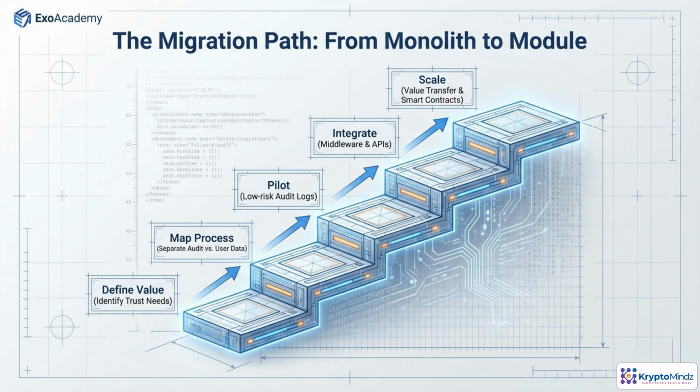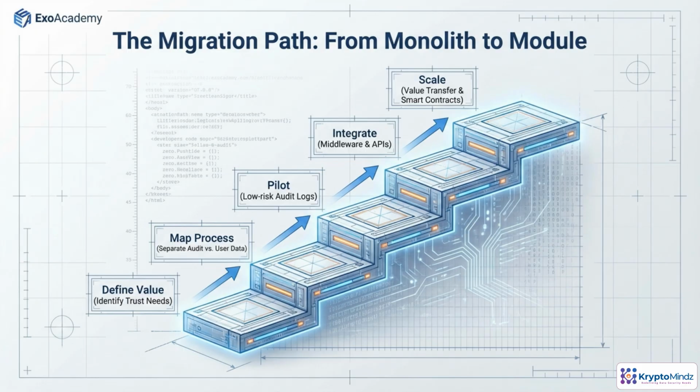Migrating to a hybrid blockchain architecture should feel like a staircase, not a cliff. Begin by defining value. Where do trust, auditability, or multi-party coordination really matter in your business? Next, map the process and clearly separate audit data from user data. That separation lets you design clean on-chain and off-chain boundaries.